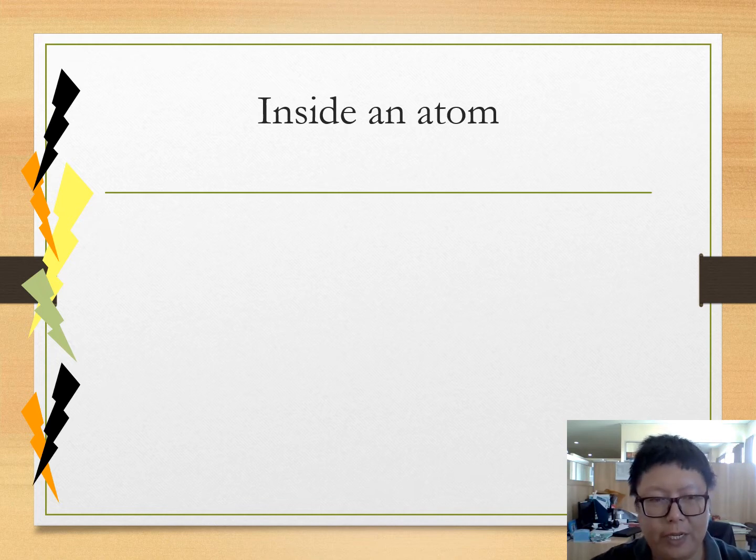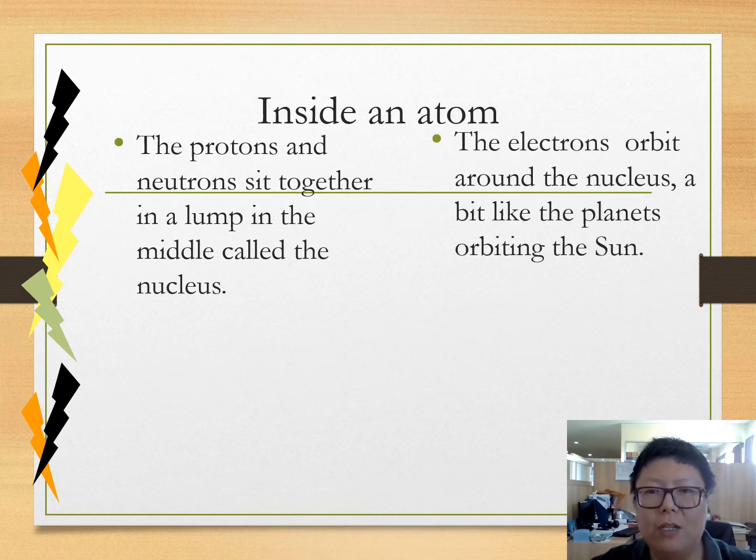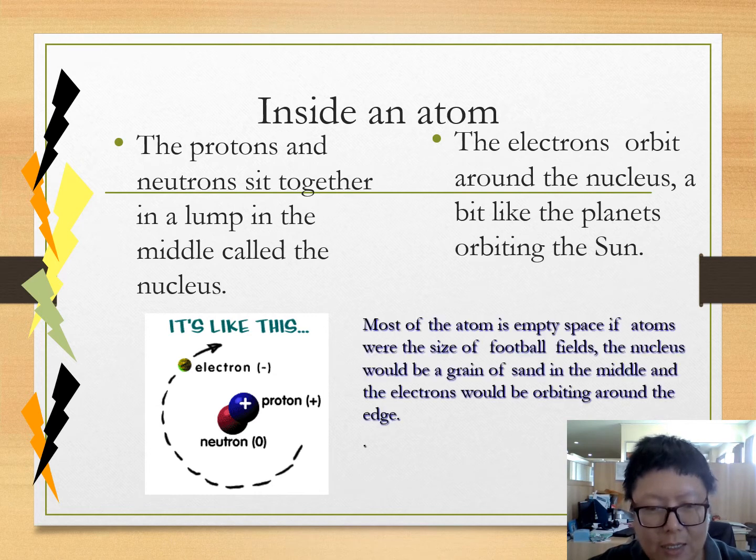So what is inside the atom? We will look in more detail, okay? The protons and the neutrons sit together in a lump in the middle called the nucleus. So the nucleus contains protons and neutrons. So where is the electron? The electrons orbit around the nucleus, a bit like planets orbiting the sun. So it's like this, okay?